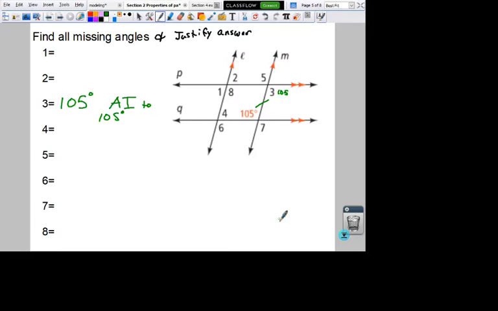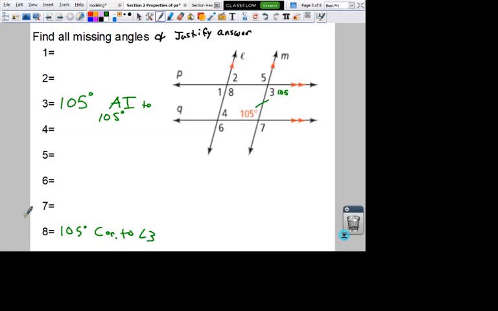What do I know about corresponding angles? They are the same. They equal each other when I have parallel lines. So if angle 3 is 105, what does angle 8 equal? 105. And when I justify this, I'm going to say it is corresponding, and we go COR, because I'm just going to abbreviate. I'm going to say corresponding to angle 3. That's how I'm justifying these. I guess I should put a period here to show what I'm abbreviating.